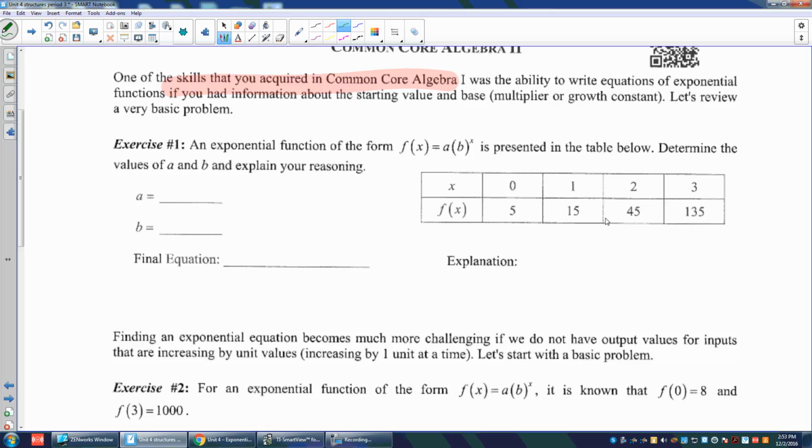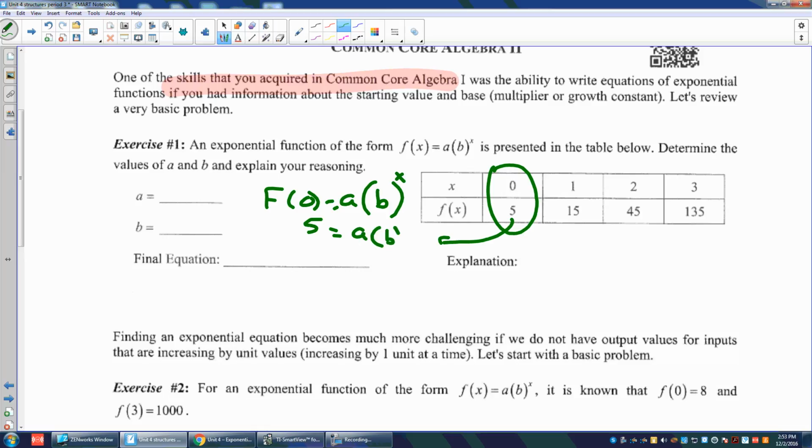Okay, so let's see here. That means f(0) equals a times b to the x. Now, 5 equals a times b to the 0. What is anything to the 0 power? 1. So a times 1 is just a. So 5 equals a.